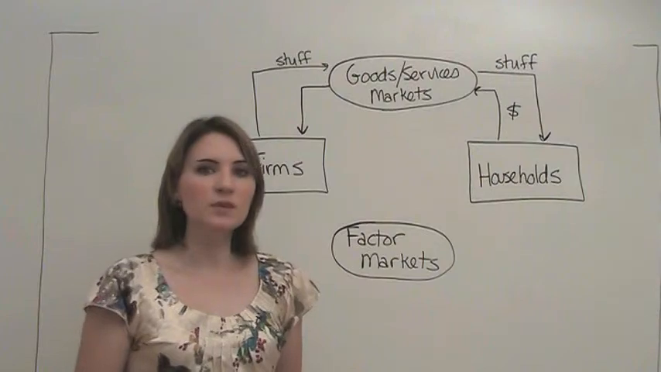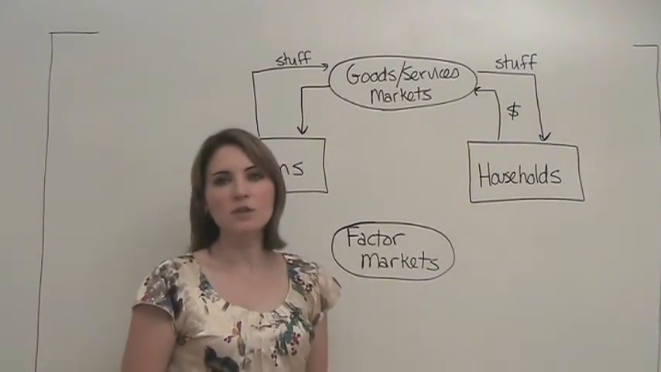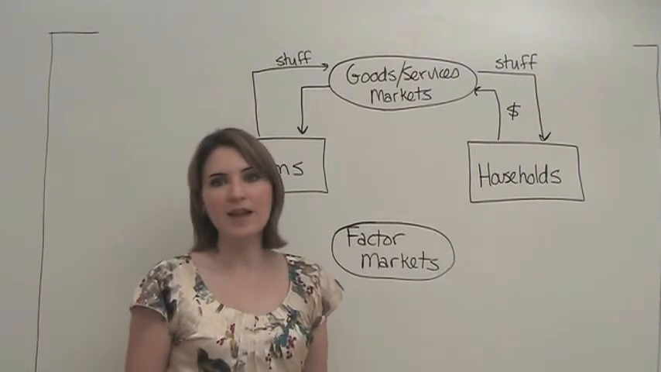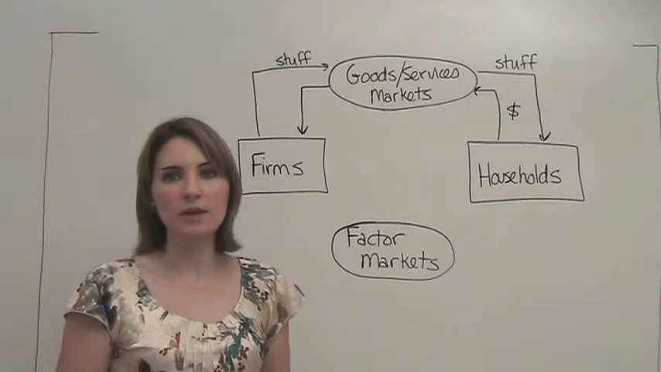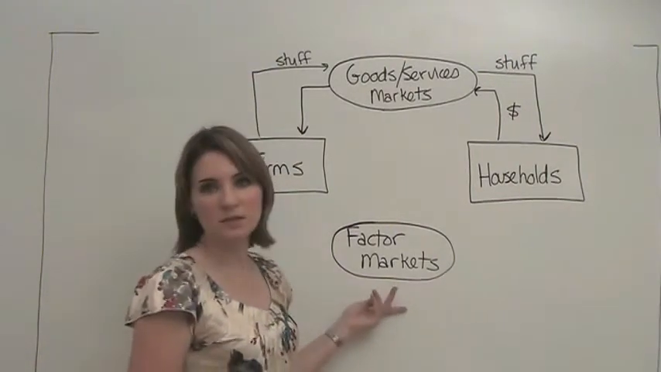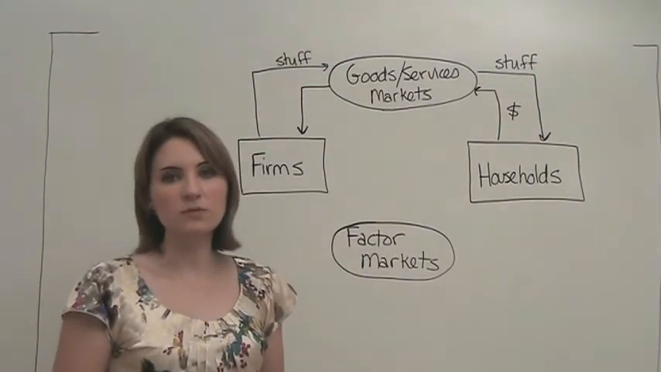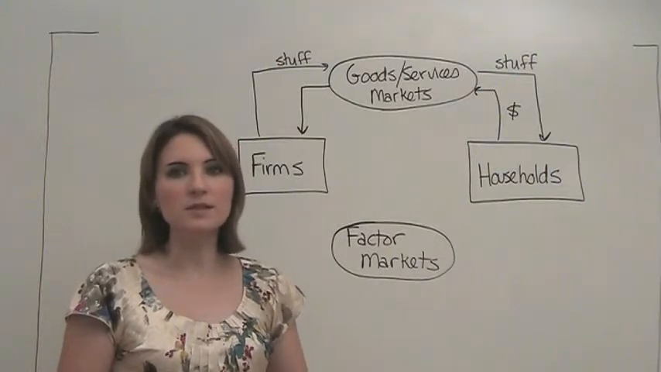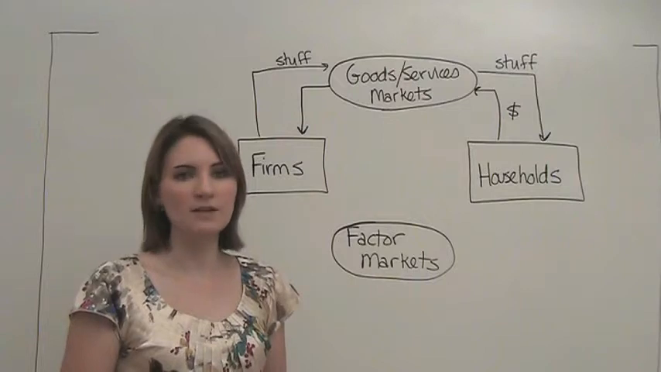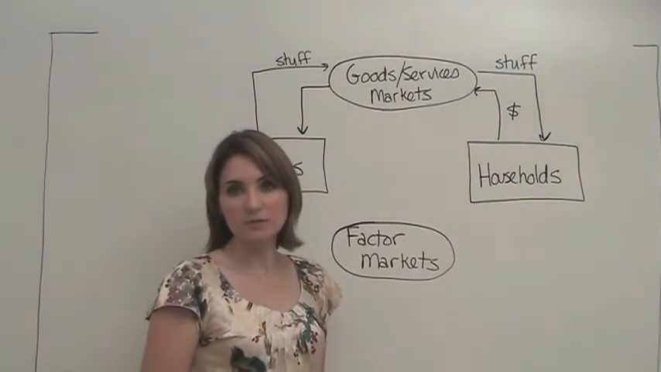But that doesn't really complete the picture, because if this were the only market to be had, soon all the firms would have all the money, all the households would have all the stuff, and our circular flow would stop and our economic activity would cease. Luckily, there's a flip side to the goods and services market, that being the factor market. In the factor markets, the roles of buyer and seller are reversed such that the households are the suppliers or the sellers of factors of production, and the firms are the buyers of the factors of production.